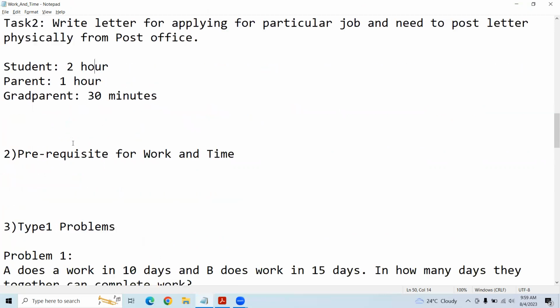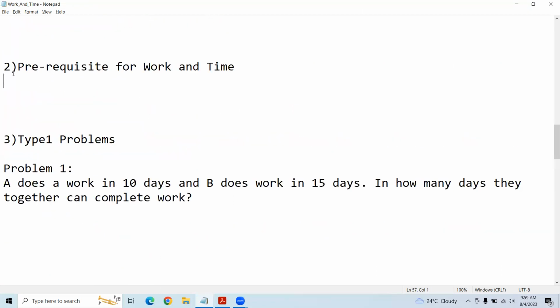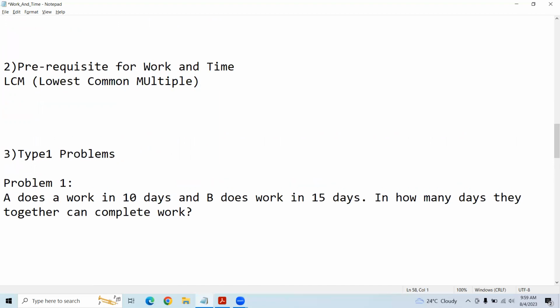Now let's look at the prerequisites for solving work and time problems. The first prerequisite is that you should be capable of solving LCM, that is lowest common multiple, and you should preferably be able to do it orally, because it is going to save you a lot of time. If you have not seen the earlier video on HCF and LCM, the link is in the description. You can check that link before going through work and time. This is one prerequisite, and another prerequisite is like work is nothing but eating mango.